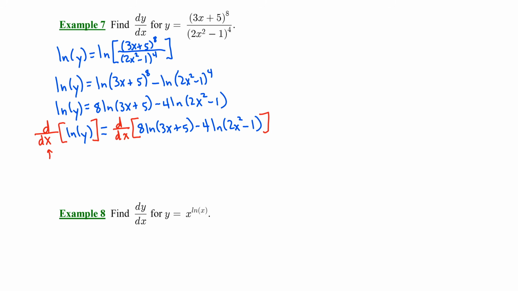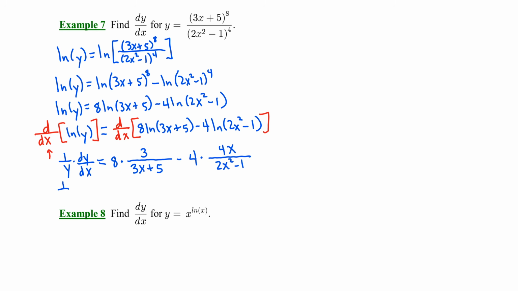Now we're ready to execute the differentiation. The left side is familiar. Once again, we have 1 over y times dy over dx. Look how easy it is now to differentiate the right side. We have coefficient 8 times the derivative of a natural log that contains argument in the denominator, derivative of the argument in the numerator, and the same pattern for our second logarithm here.